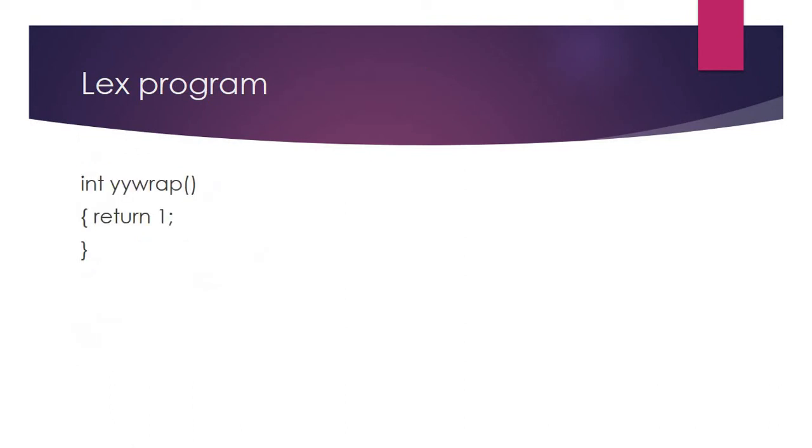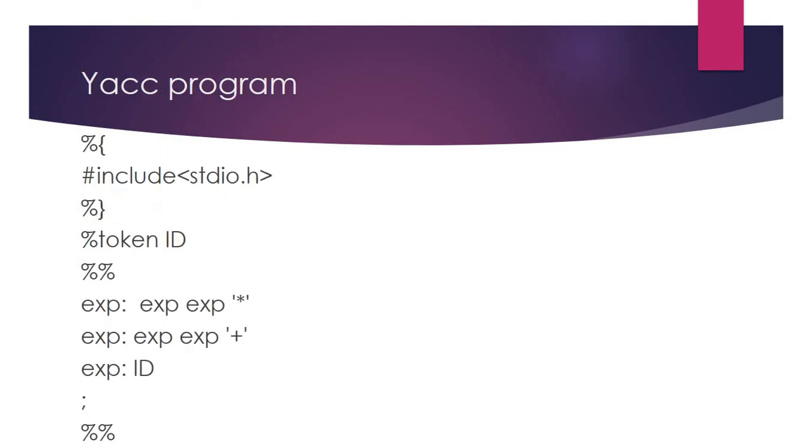So this is the yywrap function. If we want to return anything back to the input buffers in the Lex program, we can redefine the yywrap function here. So let us see the Yacc program. Here we need to mention the grammar. In the rule section, whatever variables we want to declare, we can define here.